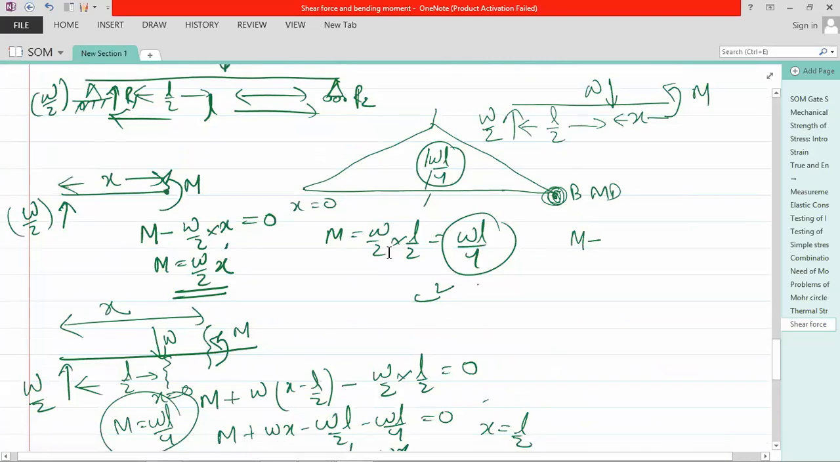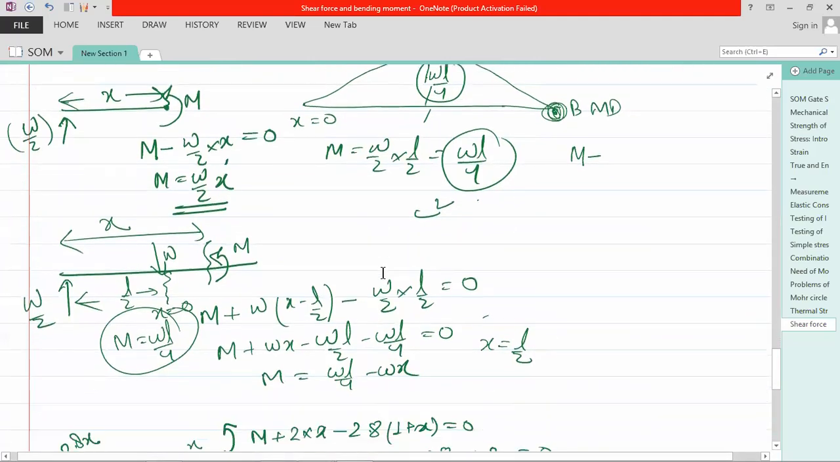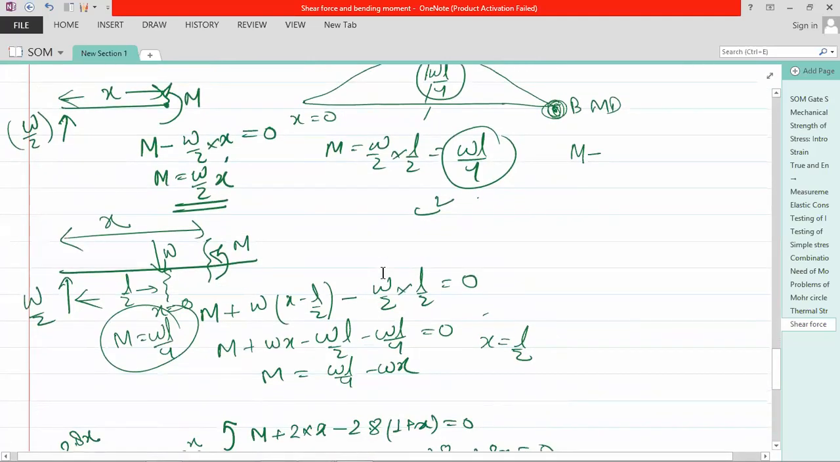M is equal to, a little more down, sir. Okay. Yes, sir, here only, the last one. M is equal to WL by 4 minus WX. Can you explain that alone, sir? The last step. Oh, wait. Give me a sec. It is not W. If you add it, what will it be? That is 4. It is 2 plus 1, 3. I think. Wait. Just there is a confusion.